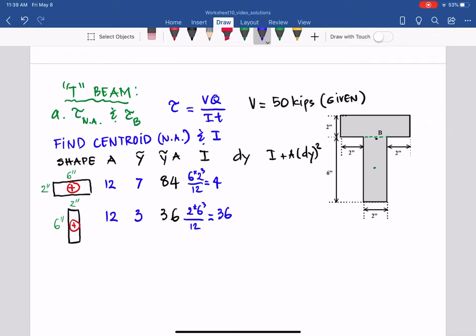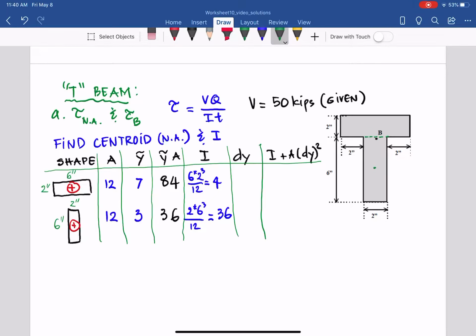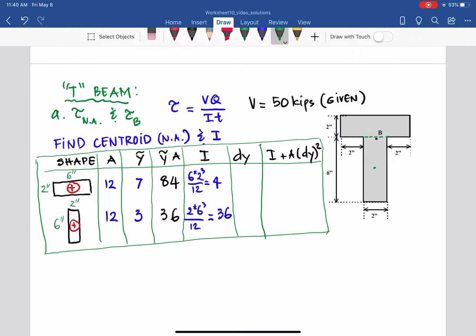Okay, so far we can do it, but dy we cannot find out yet. So let me put that in a table so that it is easy to see. We need to find dy, and we need to fill that out for this table. Okay, let's find y bar first.